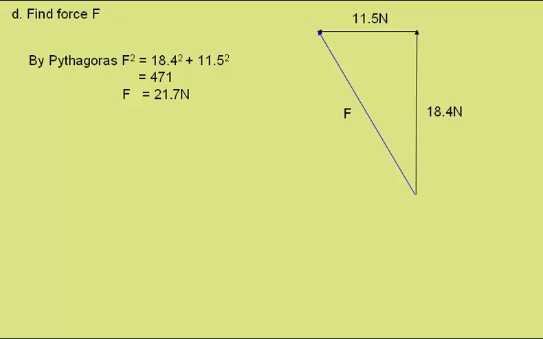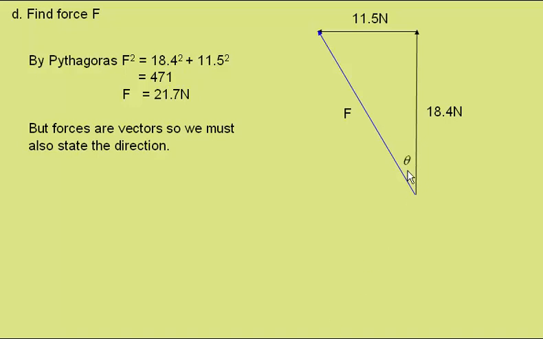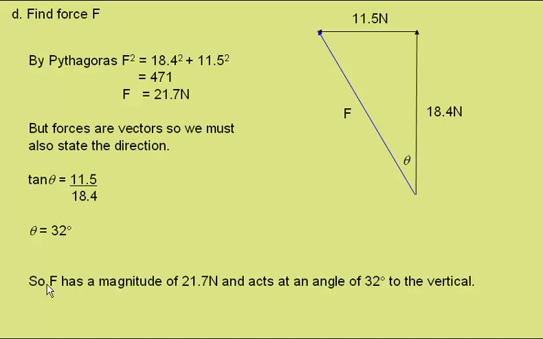We've not yet finished, because forces are vectors, so we must also state the direction. So if we call this angle theta, as we did on the previous diagram, then tan theta is equal to 11.5 over 18.4, giving theta at 32 degrees. So we can say that F has a magnitude of 21.7 newtons and acts at an angle of 32 degrees to the vertical.